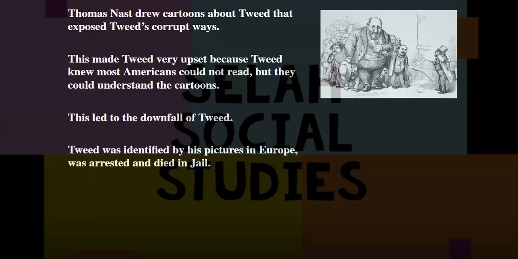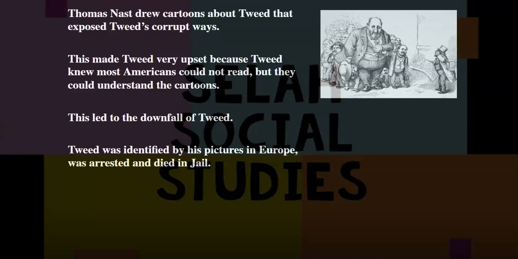Enter one Thomas Nast. Thomas Nast was a German-born American cartoonist who drew cartoons about the ills of urbanization and was responsible for influencing Americans to pressure government officials for change. One of Nast's favorite targets was none other than Boss William Tweed. Nast's cartoons would expose Tweed's corruption by putting Tweed in positions of wealth and power, like drawing Tweed with a bag of money as a head.